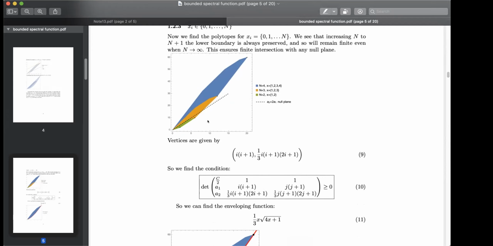So now I put in 2L plus 1. How does equation 10 change? I didn't work it out, I don't have it written down, but you just modify the vertices basically. That's all that happens. But how do you modify the vertices?